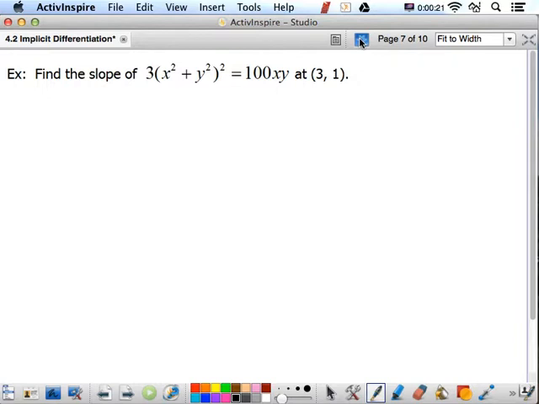The left side we could do with the chain rule. If you have a parentheses to a power, that's what we have on the left side, right? So we do power times coefficient, which gives us 6, down 1 on the power, times the derivative of the inside, which is 2x plus 2yy prime. Okay, so that's the derivative of the left side.